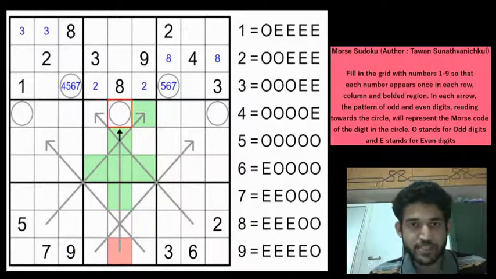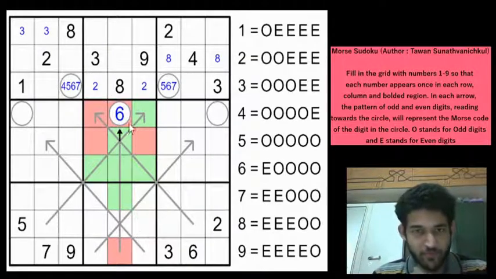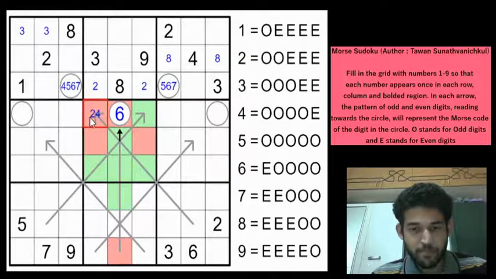So this will be a 6 and rest of the digits will be even. So we can notate them as even, right? So we can pencil mark them as well. So this will be 2, 4, 8. This will be 2, 4, 8. And this is going to be a 2, 4 or 8.